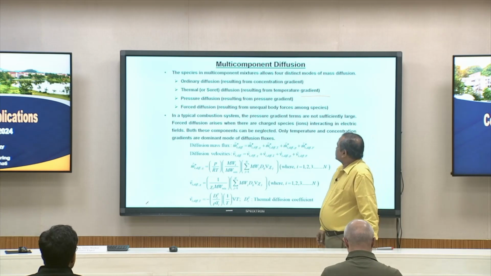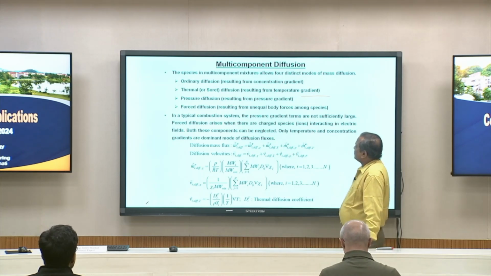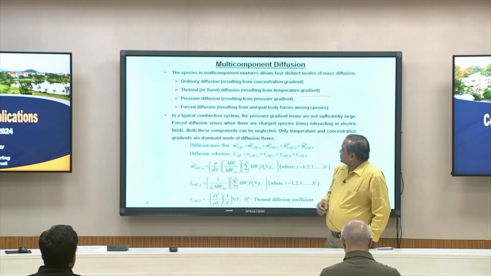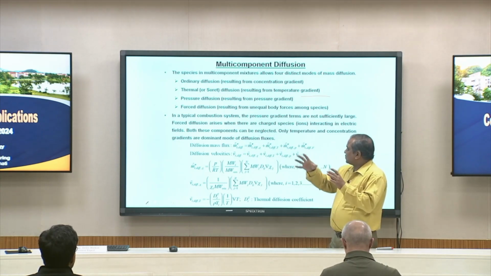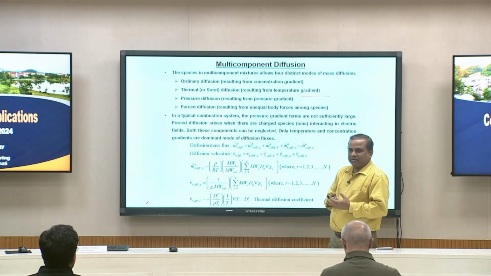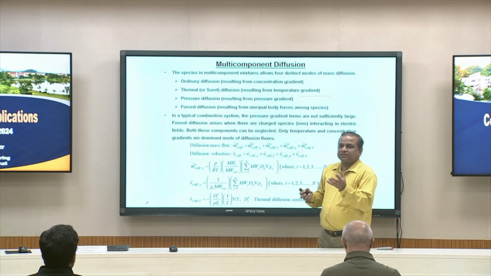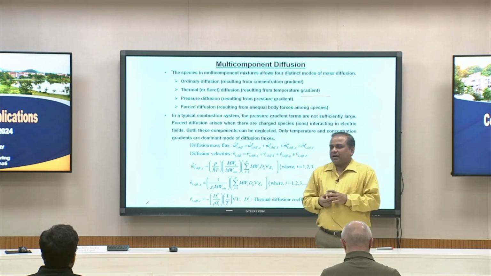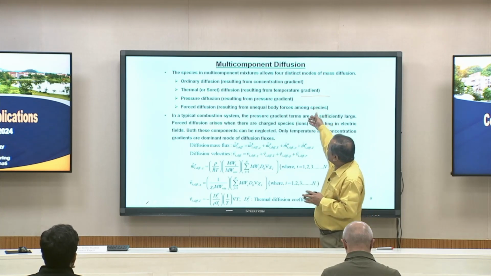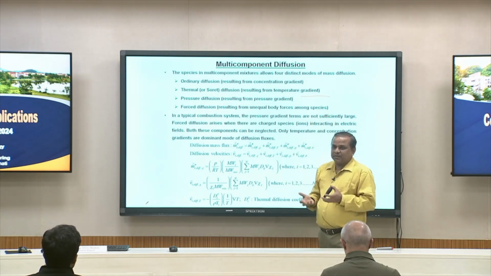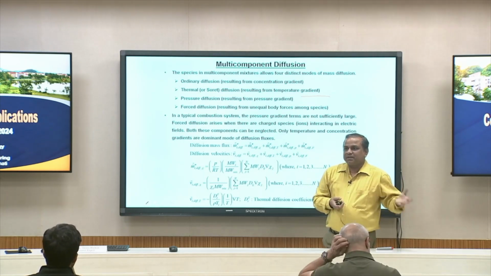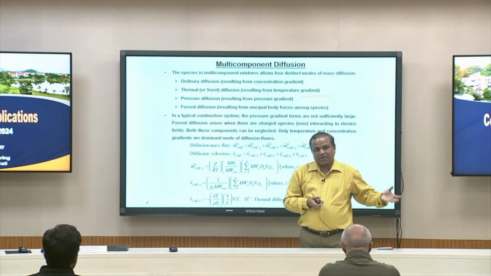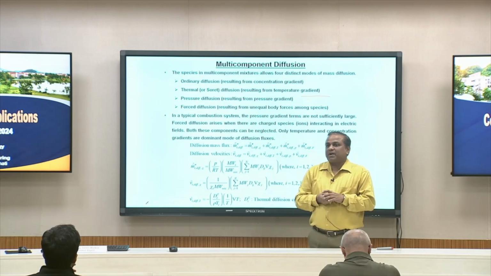Then forced diffusion, which results from unequal body forces. So forced diffusion, we look at it in a sense that if you look globally at the atomic level, at the reactions only at the molecular or atomic level, and try to see when both pressure and temperature effects are so high, we really do not bother whether it is in the atomic stage or further, in the ionic stage or plasma state.